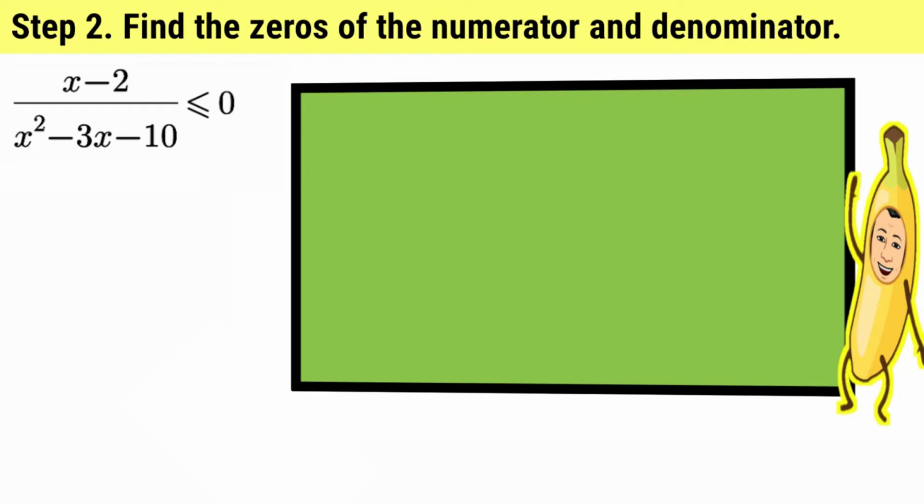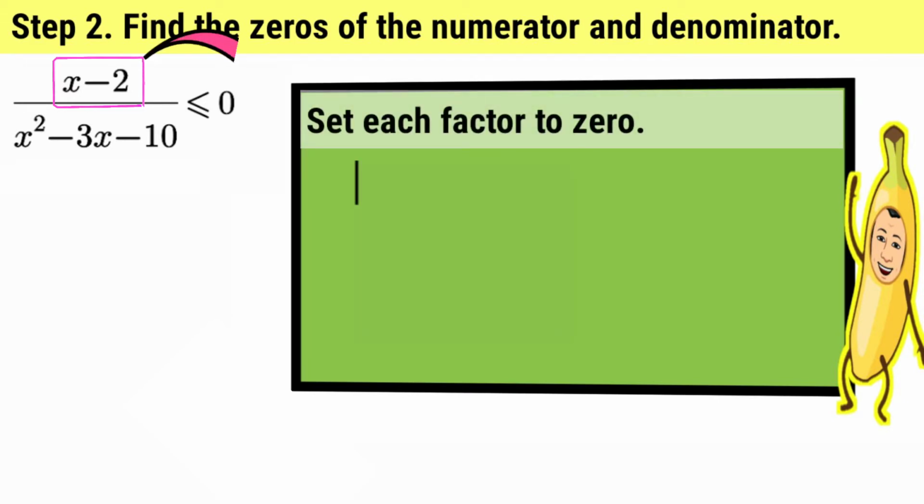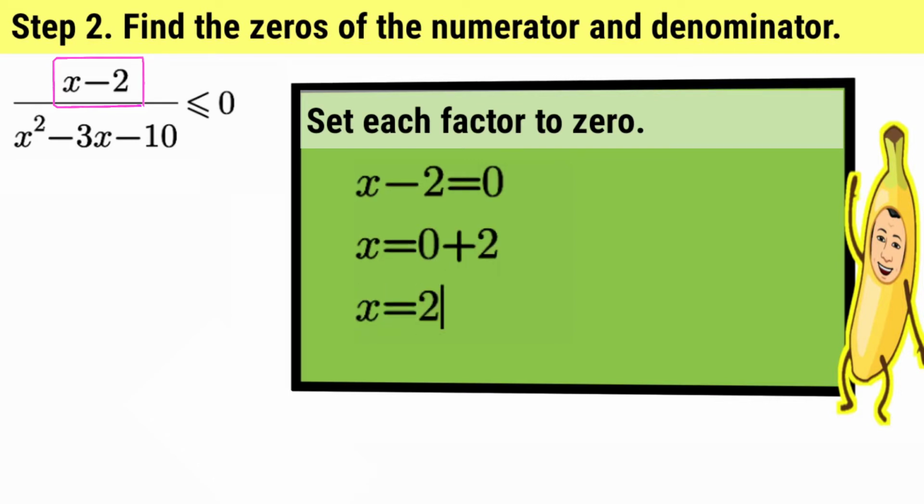Since the numerator is already a prime polynomial, let us now set the numerator x minus 2 to 0 and solve for x. The value of x here is positive 2, because if we transpose minus 2 to the other side of the equation, we have 0 plus 2, and 0 plus 2 is positive 2. So the value of x here is positive 2, and this is the value that will make the numerator 0.